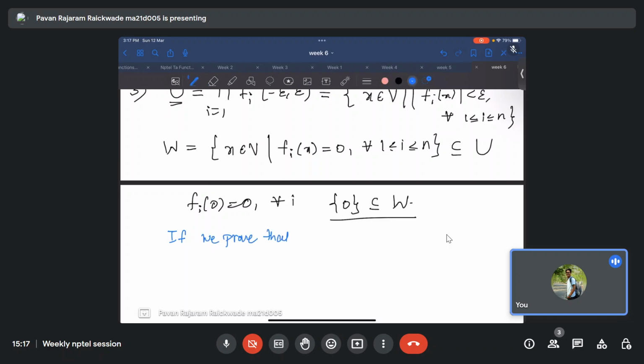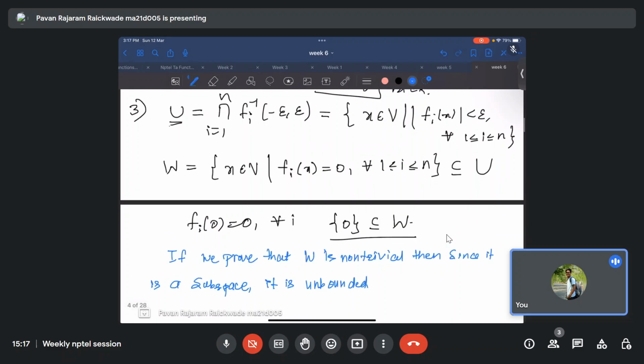If you prove that W is non-trivial, then since it is a subspace, it is unbounded. So you have a subset of U which is unbounded, hence U will itself be unbounded.